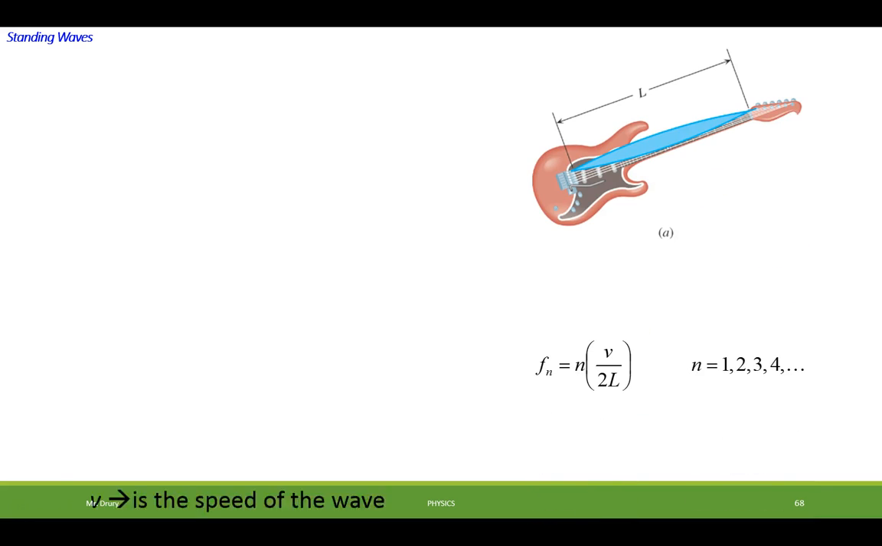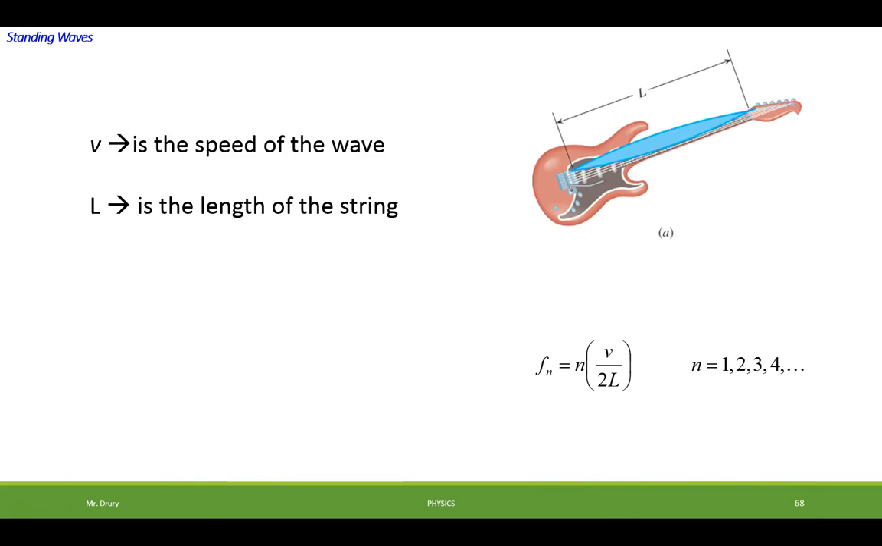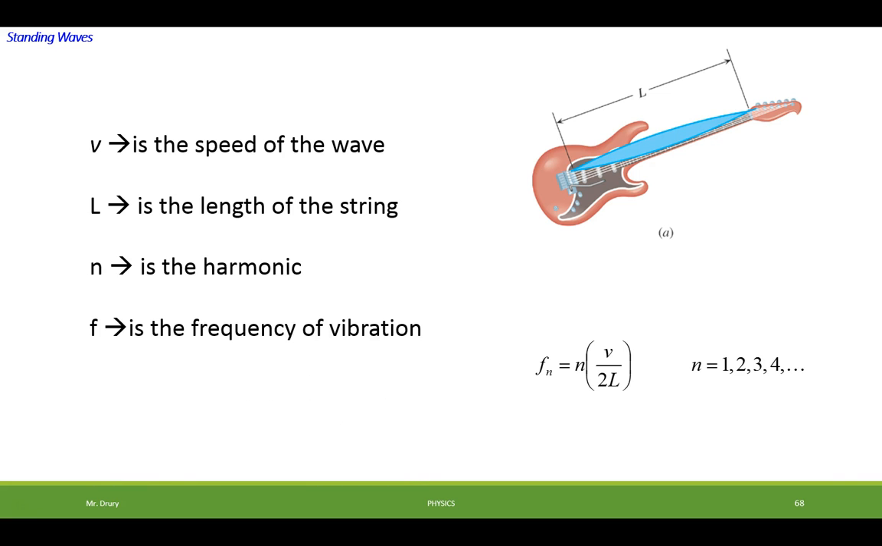So let's try an example. Let's make sure we understand the terminology first, though. In this equation, v is the speed of the sound wave, or of the wave itself. L is the length of the string. n is the harmonic, like the first harmonic, second harmonic, third harmonic, and what you're really doing there is adding those little football shapes. And f is the frequency of vibration.